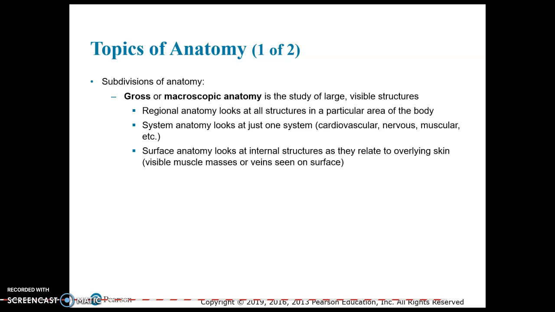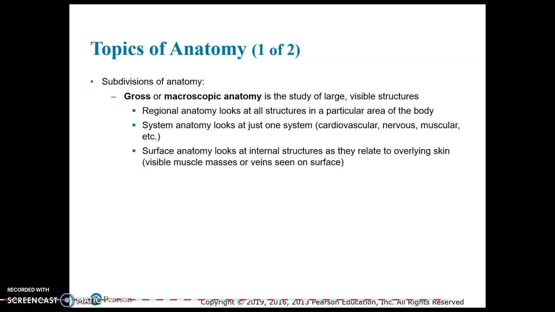And so going back to just anatomy, there are some subdivisions of anatomy. The first one we just call macroscopic anatomy. Macroscopic meaning we're not going to have to use a microscope to study these structures. These are visible, large structures, like the muscles, for example. Gross is another word, gross or macroscopic anatomy. And sometimes we'll study anatomy as regional anatomy. So we just look at a particular area of the body, like the head, and we look at all the structures in the head.